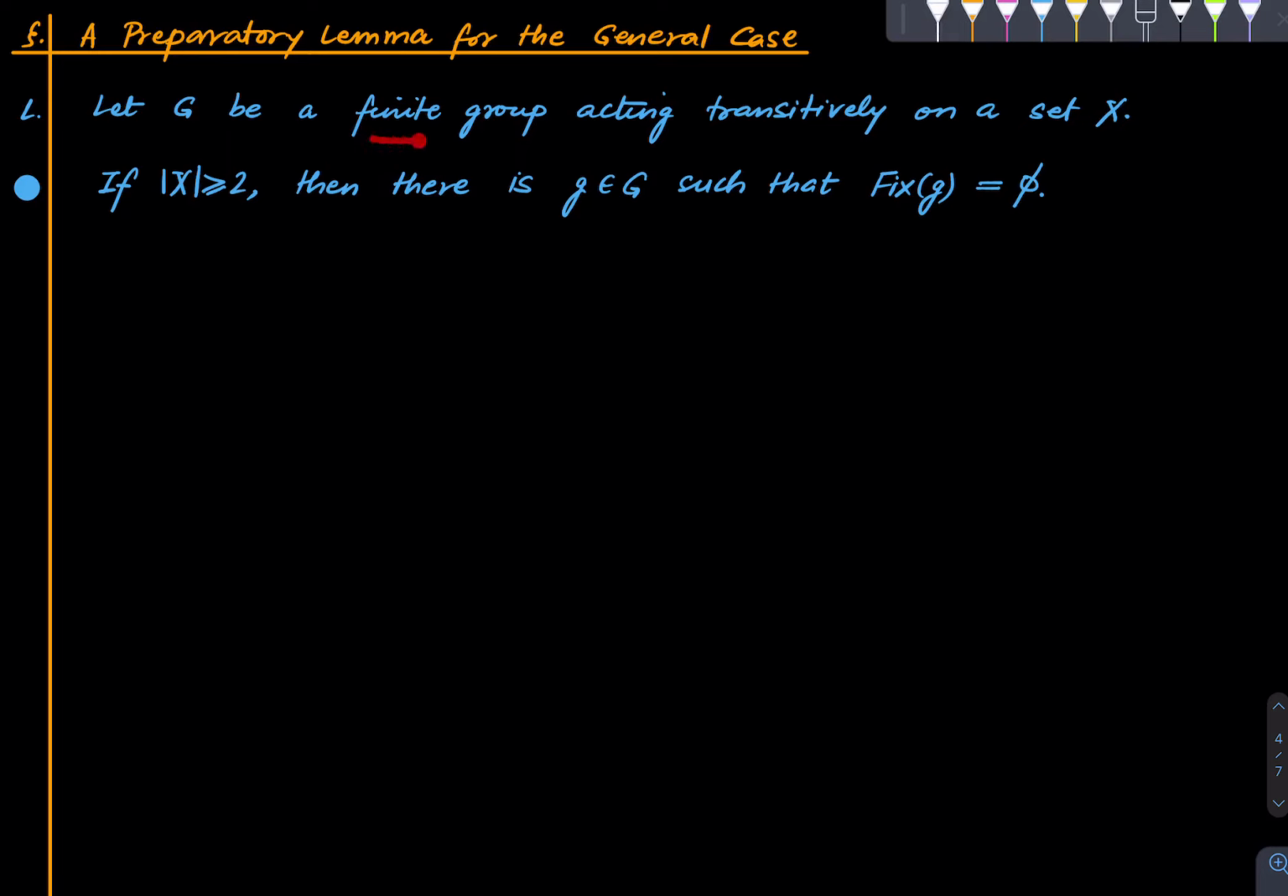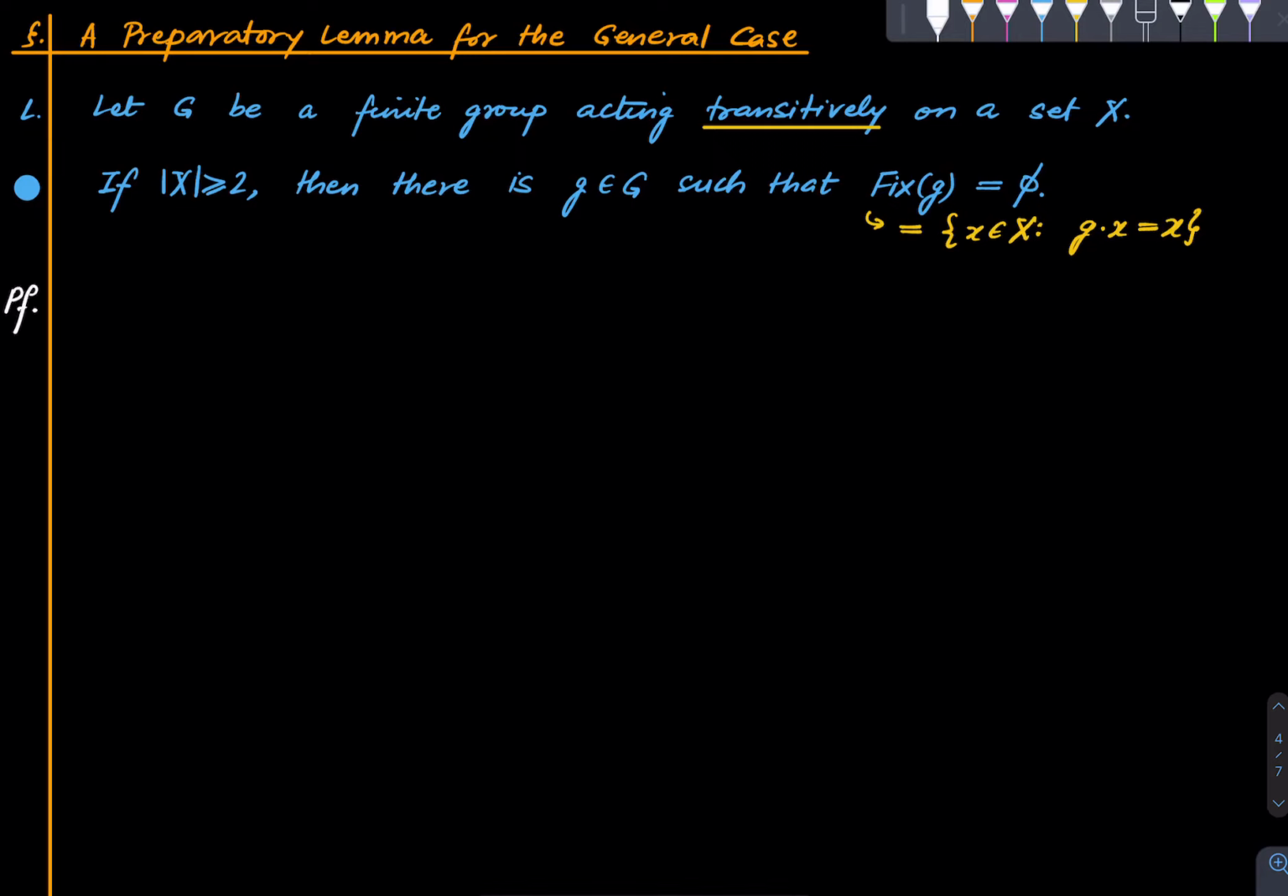So suppose G is a finite group acting transitively on some set X. And if the size of the set is at least 2, then there is some group element which fixes nothing. So fix of g is nothing but those elements in the set X which do not get disturbed when you act on them by g. So the lemma says that if you have a finite group acting transitively on a set X, then some group element doesn't fix anything. This was given as an exercise earlier, but since I need it, I am going to prove it.